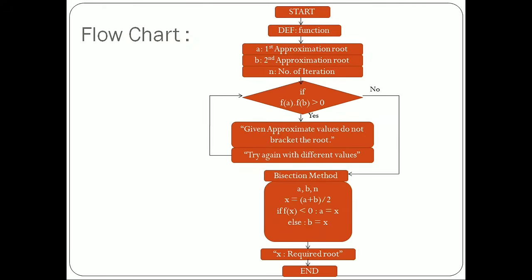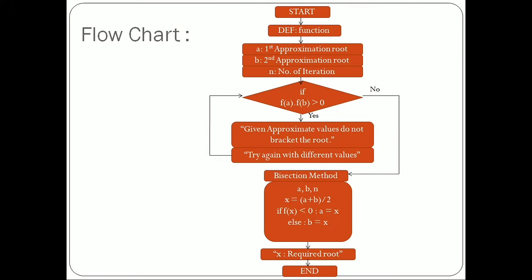Now let's check what the flow chart should be, what the flow for the programming should be. First we start and define the function. That function will be in the form of y = f(x). Then we go for the random check to get the values of a and b, which will give the approximate root. We can define the number of iterations if it is given in the question. If it is not given, we can go with the error, that is, how much error is permissible to get the root.